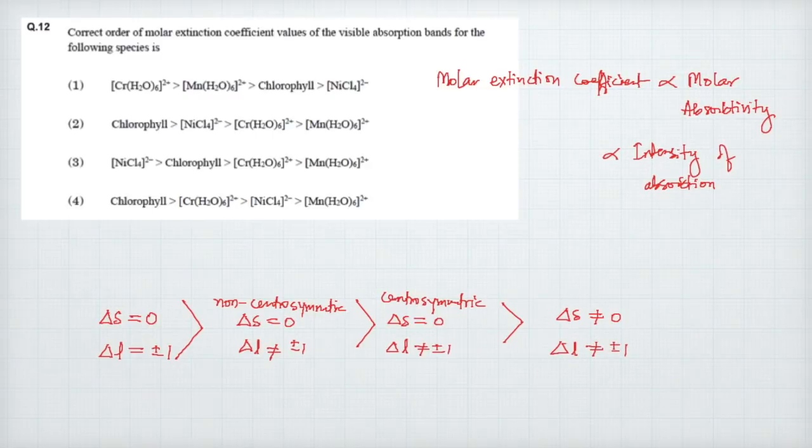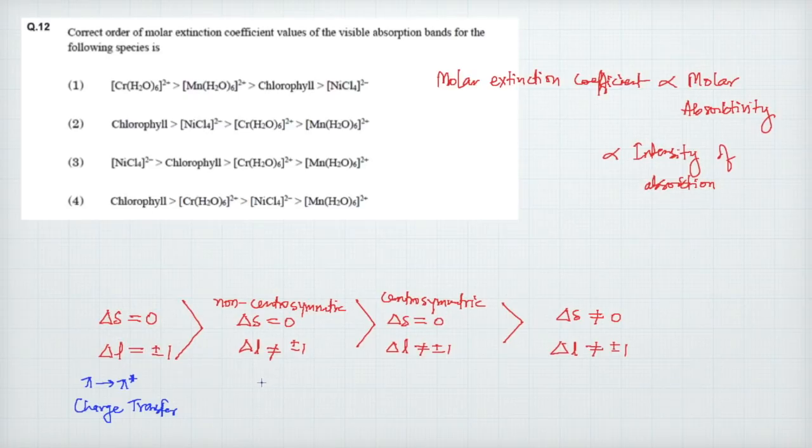Now let's quickly take some examples for them. For the case where spin is allowed and Laporte is also allowed, these are generally your pi to pi star transitions, or you can say your charge transfer spectra, okay. So all types of charge transfer, whether it is LMCT, MLCT, ligand to ligand charge transfer, or intervalence charge transfer, all of them are charge transfer spectra, and all of them are more intense, okay. That's why you get a very intense color or very intense band in charge transfer spectra.